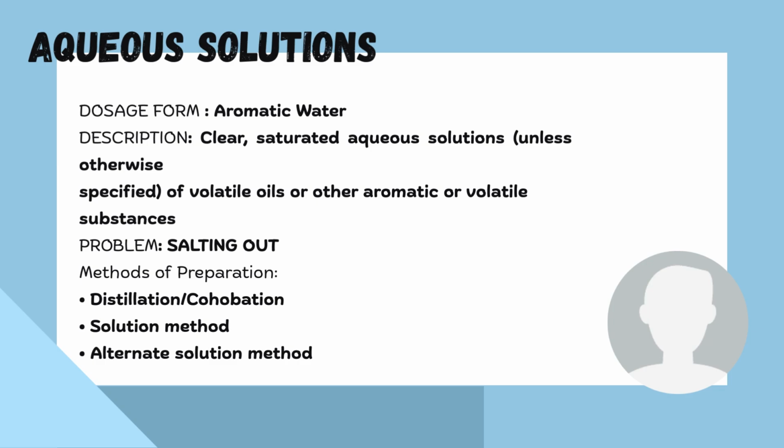And then second, the solution method. The simplest method. Shake the volatile oil with purified water and then let the excess oil separate. Then filter the clear liquid. It is used when the oil is readily soluble and stable. And then third one, the alternate solution method, used when the oil is not very soluble in water. The oil is first mixed with a solubilizing agent like talc or alcohol before adding water. Then the mixture is filtered to get a clear solution.